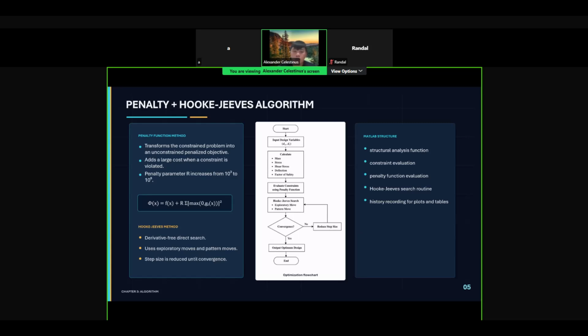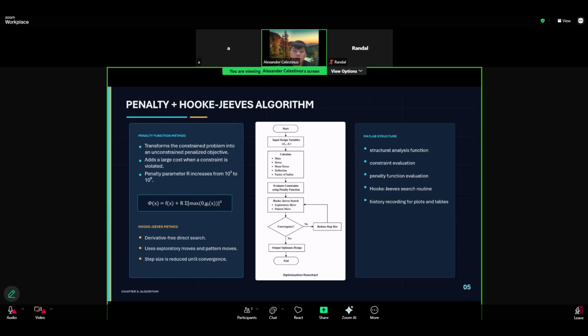And finally, the entire optimization procedure is implemented in MATLAB. The program performs structural analysis, evaluates the constraints, applies the penalty function, executes the Hooke-Jeeves search, and records the optimization history for further analysis.